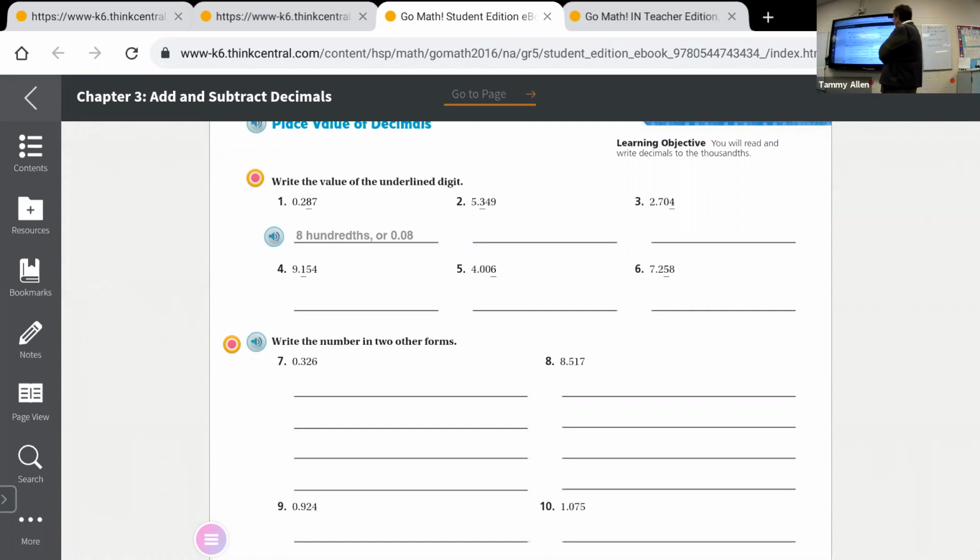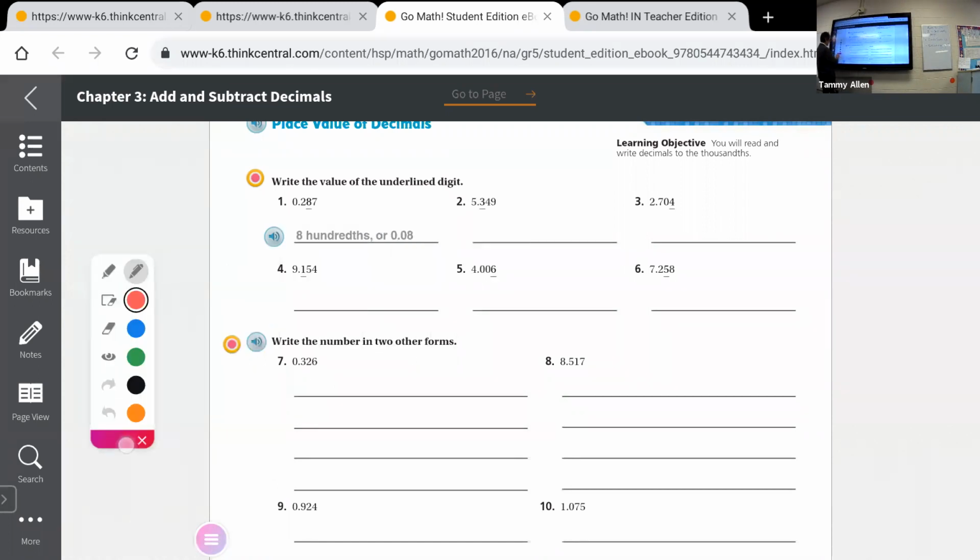All right. Wow. Number 7, in words. We read the problem first as though there were no decimal point involved. So we read it as 326. And then we read the last place value, thousandths. So 326 thousandths. That should be your wording. 26 has a hyphen in it. Okay?